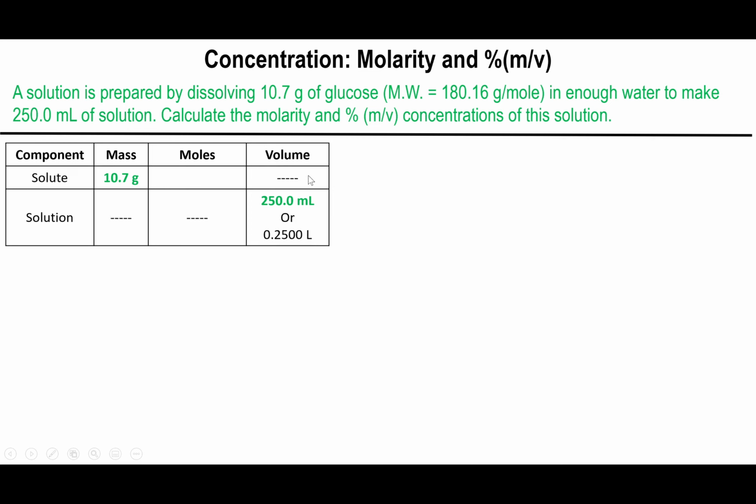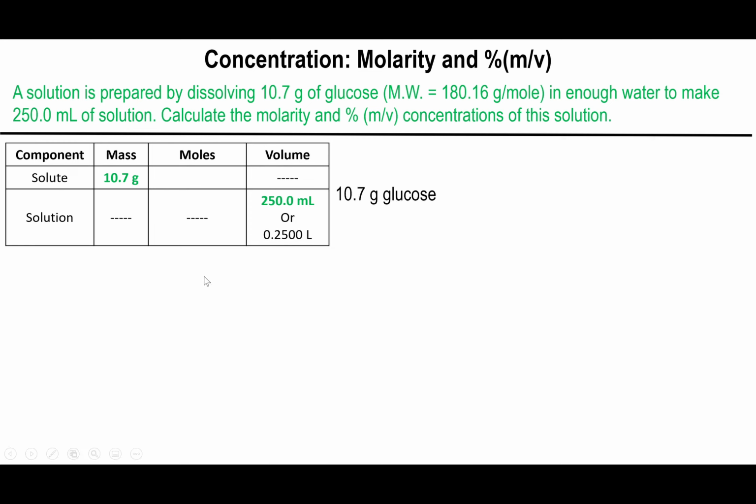Now, volume of solute we're not going to need for finding molarity or percent by mass concentrations. Neither are we going to need the mass of the solution or the moles of the solution. Those parameters are needed for other types of concentrations, but since we're not dealing with them in this class, we're going to keep it blank. One thing we're going to need, however, is the moles of the solute.